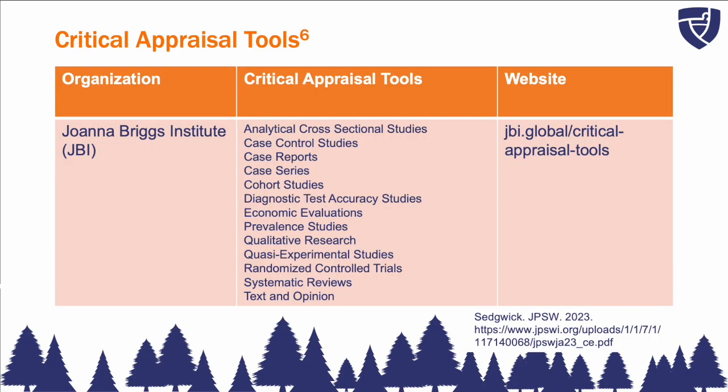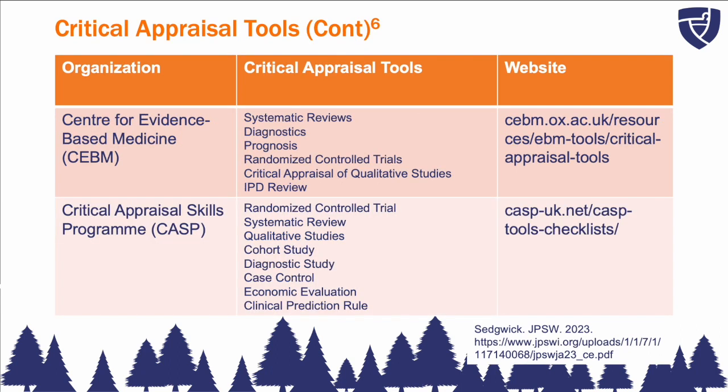This slide lists all the different types of critical appraisal tools that the Joanna Briggs Institute manages. Of particular note for this presentation, you'll see that they do have a critical appraisal tool for quasi-experimental studies. And then on this slide, we have the critical appraisal tools available from the Center for Evidence-Based Medicine and the Critical Appraisal Skills Programme. Real quick note, under the Center for Evidence-Based Medicine, an IPD review is a critical appraisal checklist for individual patient data within a meta-analysis.